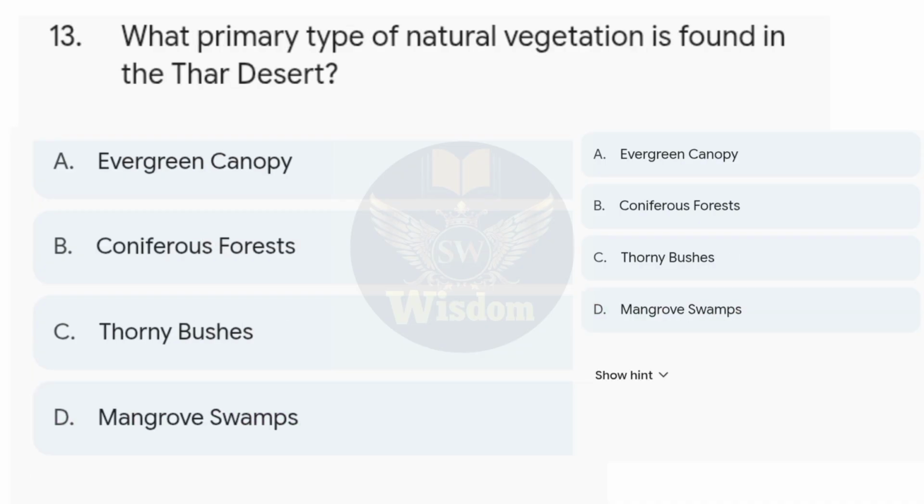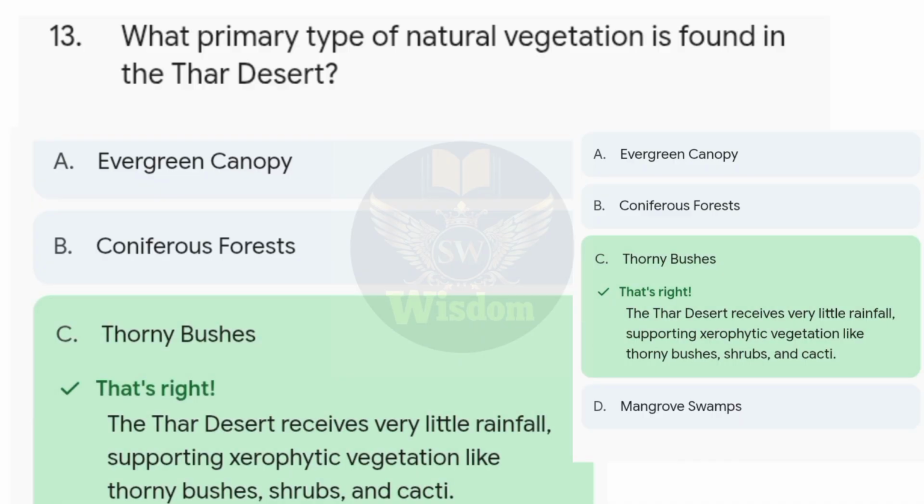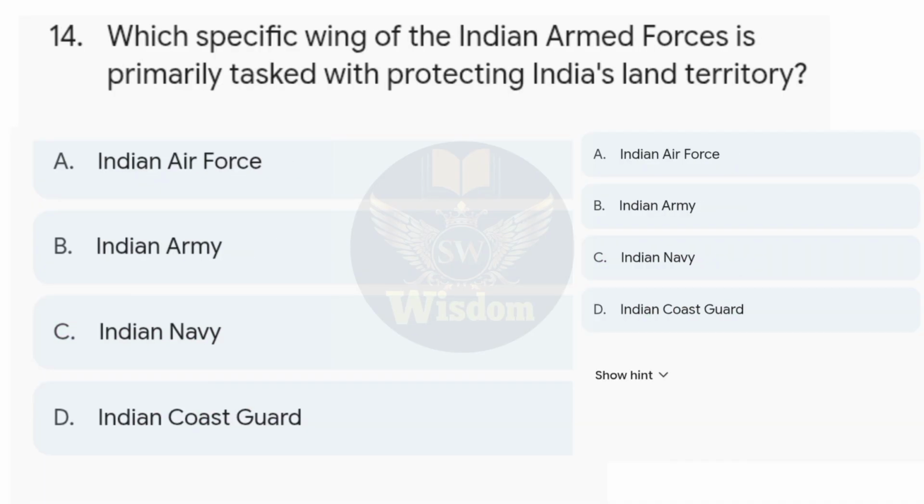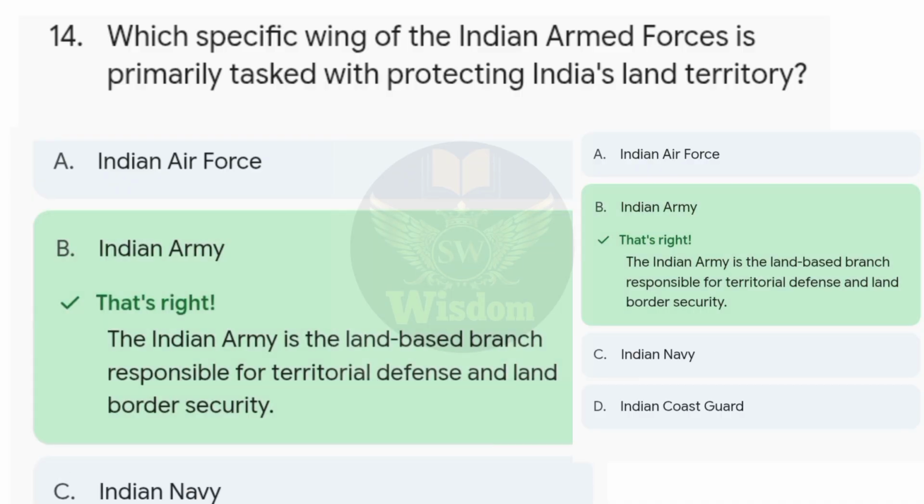Next question. What primary type of natural vegetation is found in the Thar Desert? The correct answer is option C, thorny bushes. Next question. Which specific wing of the Indian Armed Forces is primarily tasked with protecting India's land territory? The correct answer is option B, Indian Army.